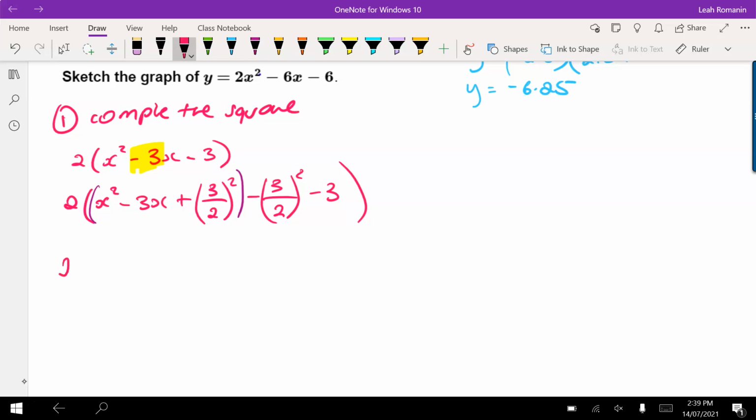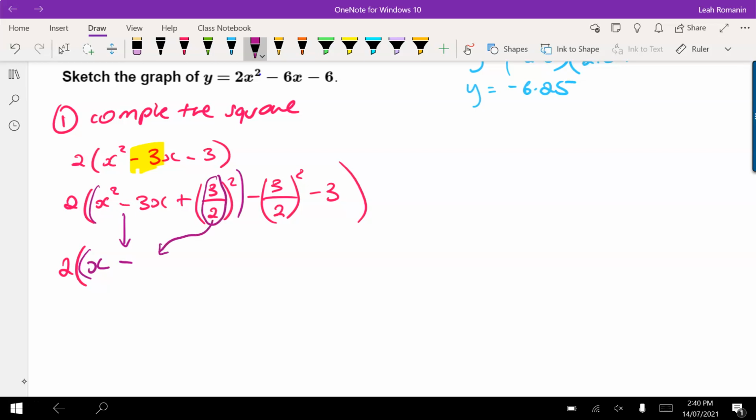So 2 stays on the outside. Then inside, I'm creating a new bracket for my perfect square. I'm factorizing the perfect square back into a bracket. So the x comes down. The minus comes from here. So if that's a plus there, you're going to have a plus in the bracket. I have a minus, so I'm taking the minus down. And then the other number comes from inside the bracket.